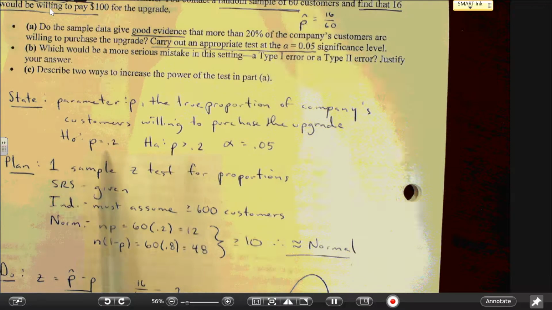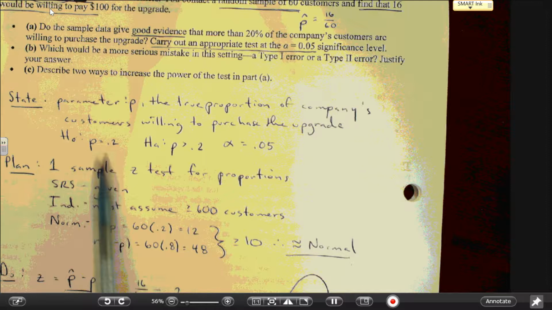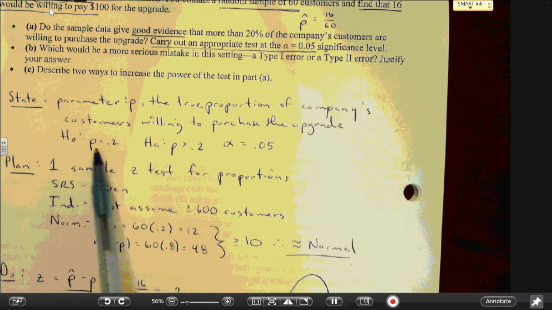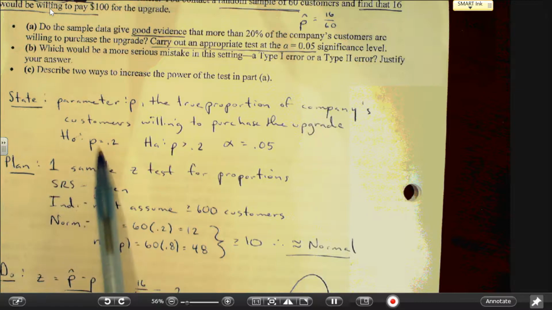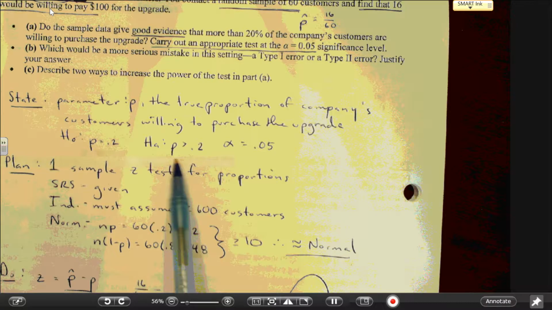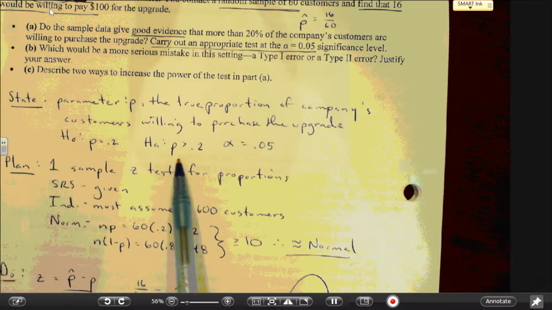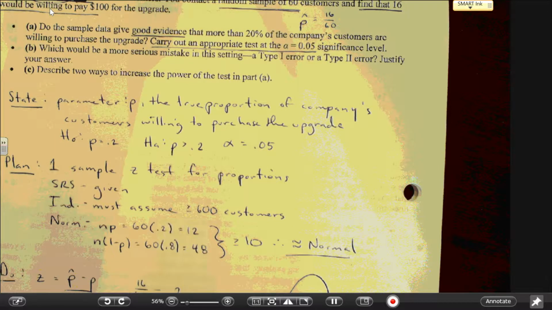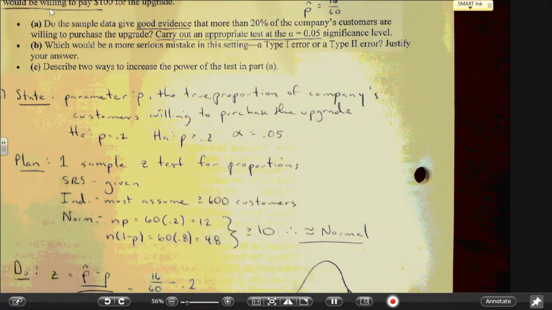But if I had a type 2 error, that would be a situation where I don't think more than 20% will buy it, so I'm not going to do the upgrade. Now, could that lead to a loss of revenue? A little bit, but a type 1 error, I would argue, is more serious here, because they're going to produce an upgrade and not be able to sell it to enough people to make money. So I would argue a type 1 error is more serious in this case. You know, if you wanted to make an argument on the other side, that's certainly something that you could attempt to do and still attempt to get full credit.